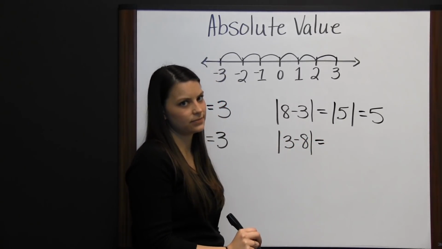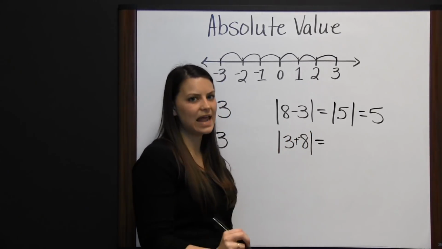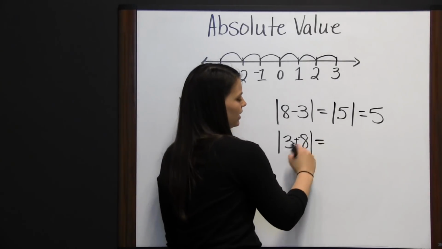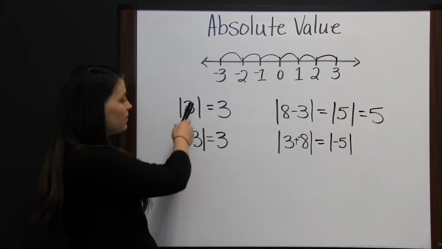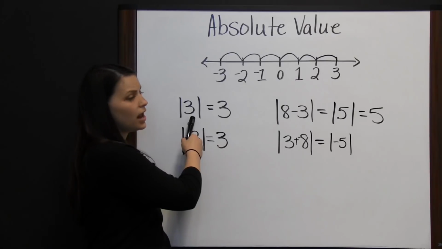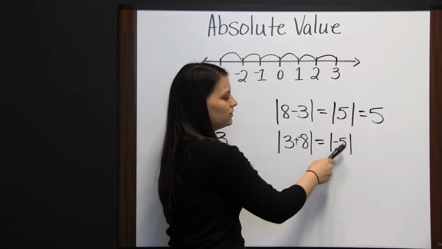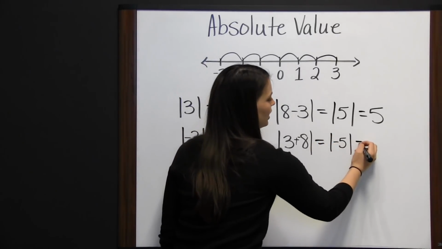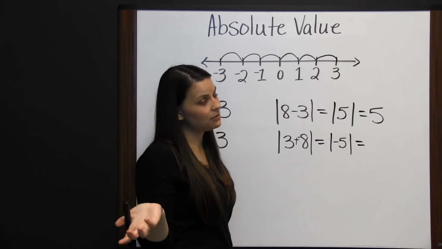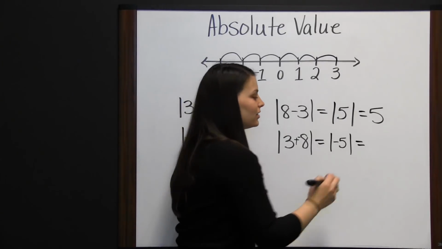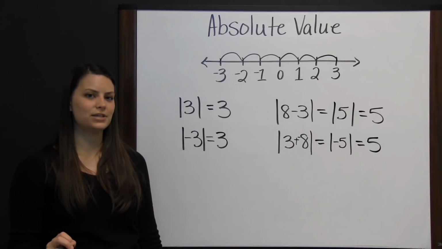3 minus 8. You could add the inverse, 3 plus a negative 8. 3 plus a negative 8 is negative 5, so we have the absolute value of negative 5. And like we talked about over here, the absolute value of a number and its negative counterpart are the same. So the absolute value of 5 and negative 5 is the same because, again, absolute value is the distance from 0, and distance can never be negative. So the absolute value of negative 5 is also 5, since negative 5 is 5 places from 0.